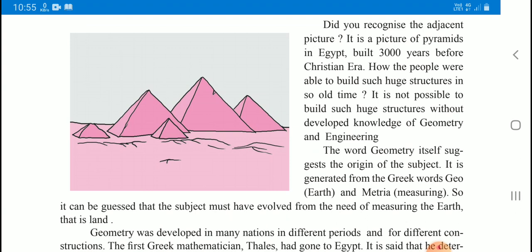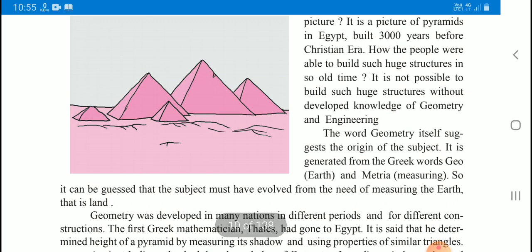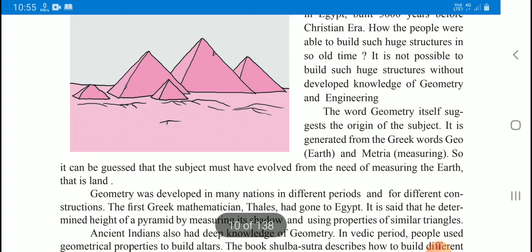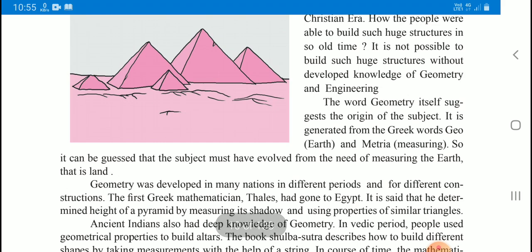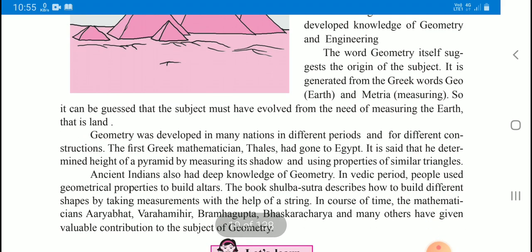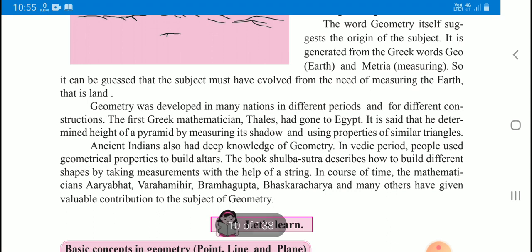I told you before about the word geometry. Now they have given here some information about geometry. The word geometry itself suggests the origin of the subject. It is generated from the Greek words geo, meaning earth, and metria, meaning measuring. So it can be guessed that the subject must have evolved from the need of measuring the earth, that is, land. Geometry was developed in many nations in different periods and for different constructions.